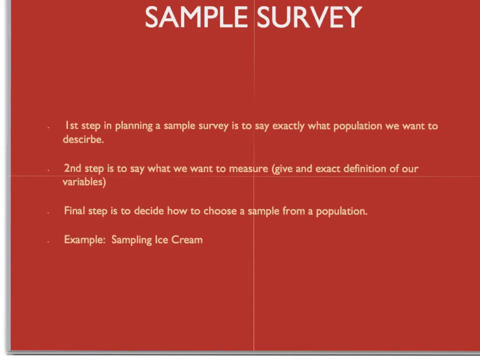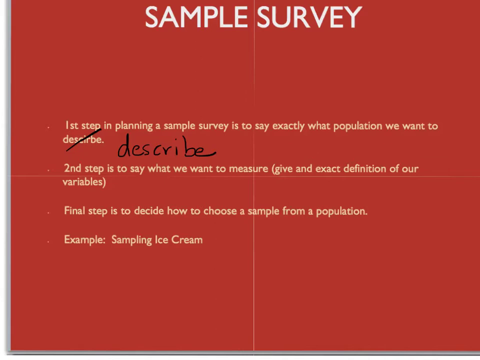Next, we're going to discuss sample surveys. First step in planning a sample survey is to say exactly what population we want to describe. Let me go ahead and spell describe correctly. Second step is to say what we want to measure. We need to give an exact definition of our variables. And final step is to decide how to choose a sample from a population.